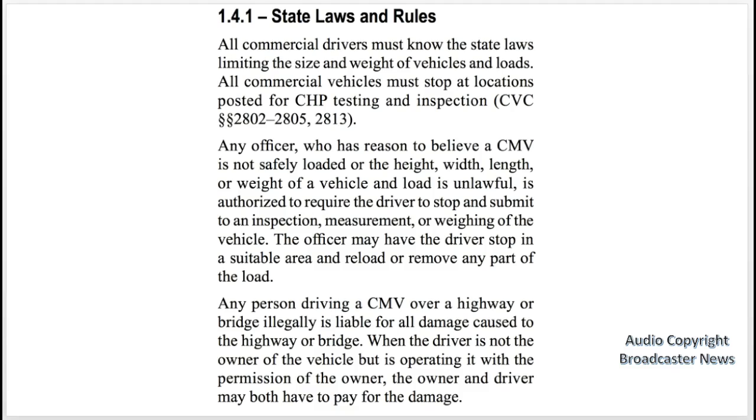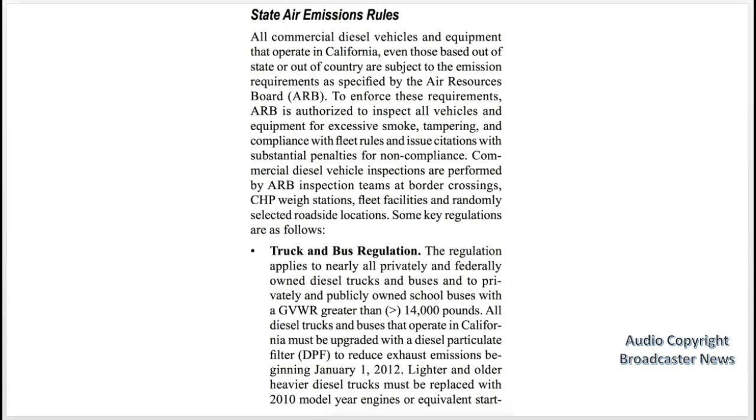Any person driving a commercial vehicle over a highway or bridge illegally is liable for all damage caused to the highway or bridge. Now, when the driver is not the owner of the vehicle but is operating it with the permission of the owner, the owner and driver may both have to pay the damage.